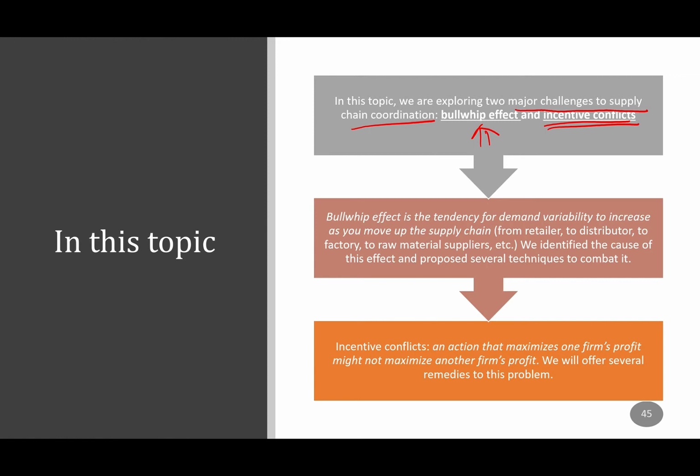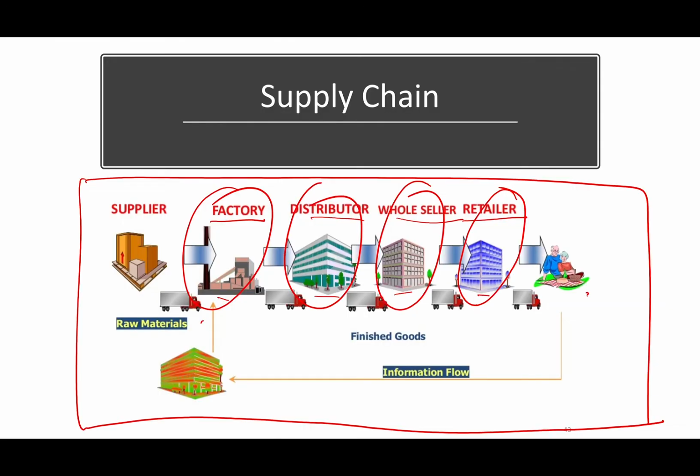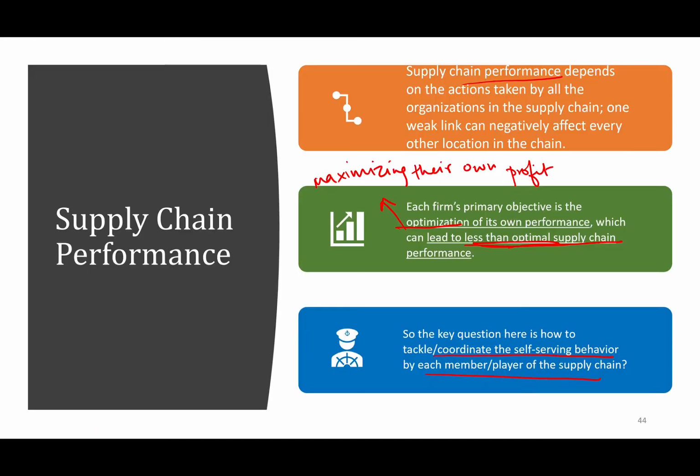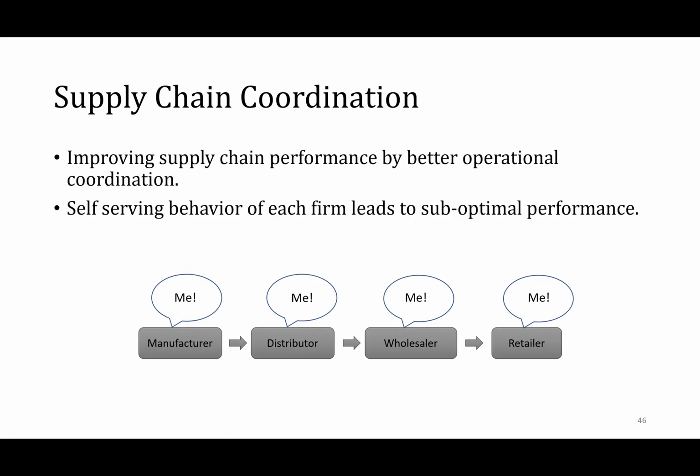So incentive conflicts mean that everyone in the supply chain has different incentives to perform, and often they are conflicting to each other. Okay, an action that maximizes one firm's profit might not maximize another firm's profit. So let's take an example.